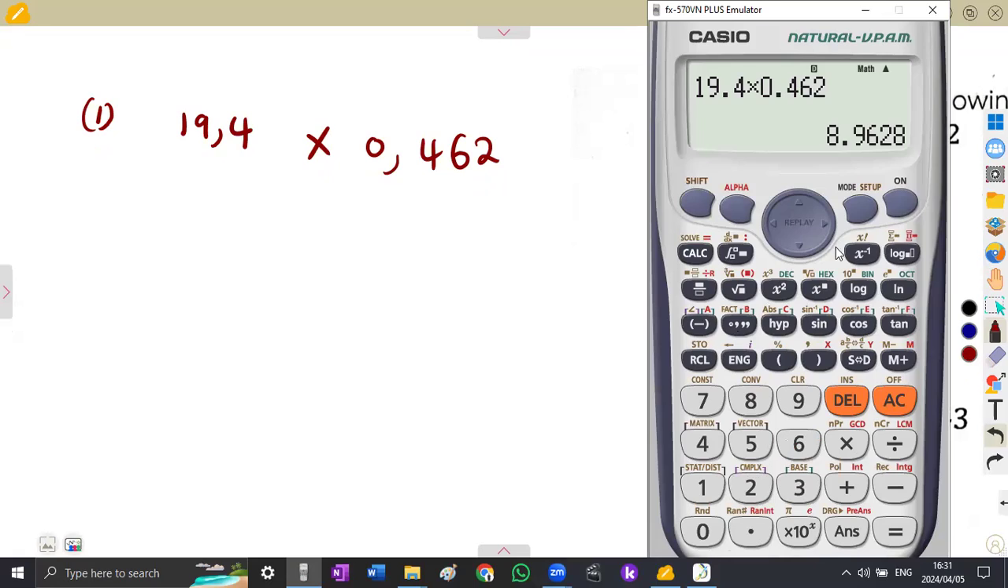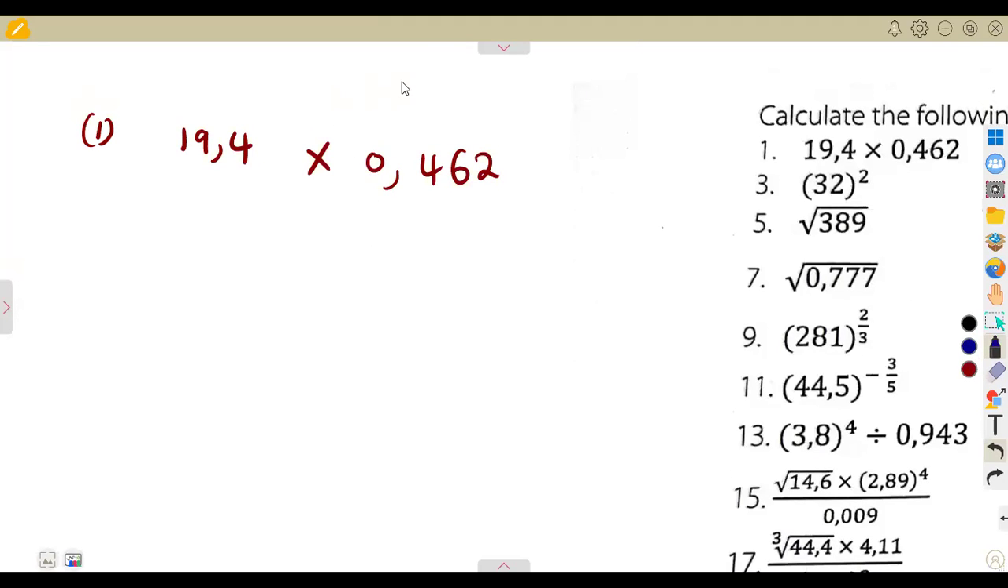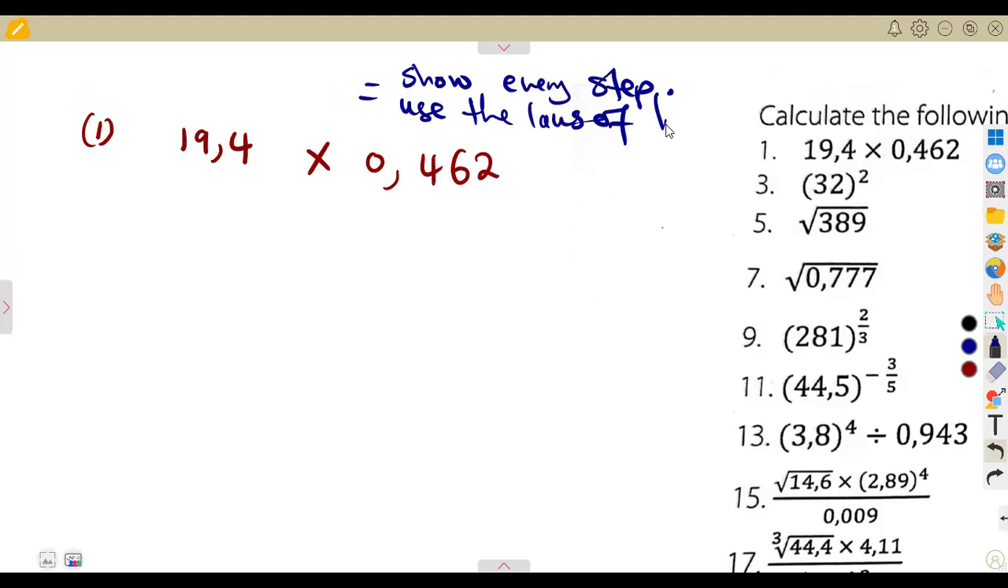And we can have our answer, which is 8, depending on the degree of accuracy. If you want to round this off to 3 decimal places, just press fix, then 3 decimal places, that will be 8,963. But they do not want us to do this. We are supposed to show clearly each and every step. You're supposed to show every step to be taken in your calculation using the laws of exponents, or the laws of logarithms.